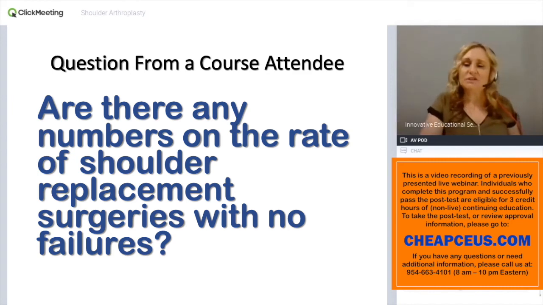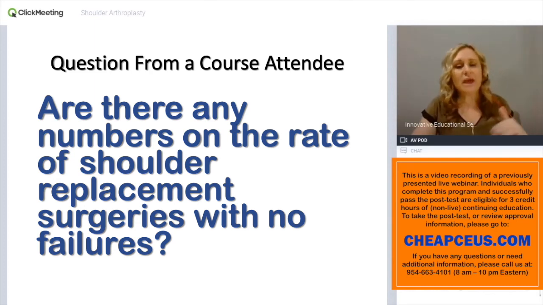So, the question is, what's the data on the failure rate of the shoulder replacement? When we look at the medium-term data that they still have, it was in the 90s, the percent of survivorship of the prosthesis. So it looks like there's probably an under 10% failure rate occurring for the different procedures. It varies somewhat based on the research that you're looking at.